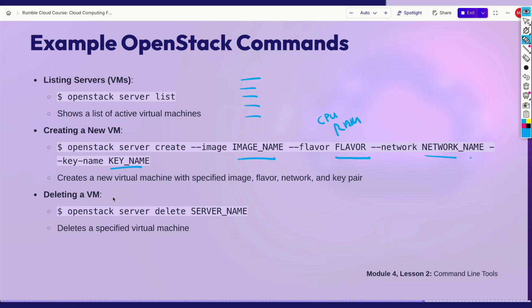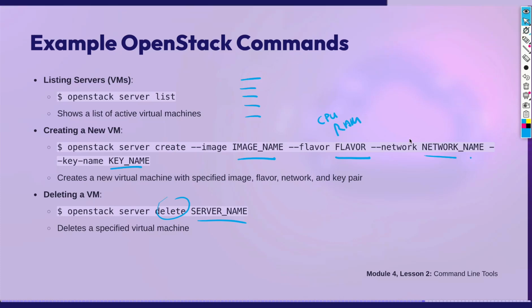Then finally, another example is deleting a VM. So it's very simple, OpenStack server delete, and then you just put in your server name. This will delete the specified virtual machine. So just a couple simple commands. We're not going to dive too deep into this because this is part of another course. This is just a couple examples to show you what OpenStack is and how to use those commands.